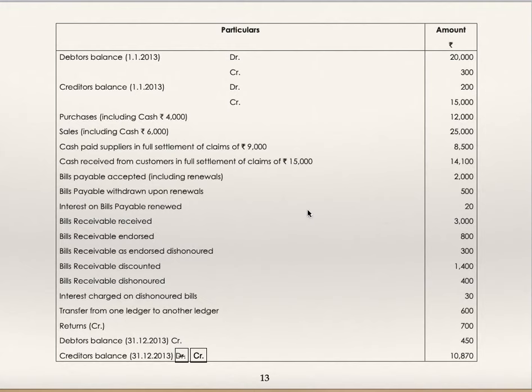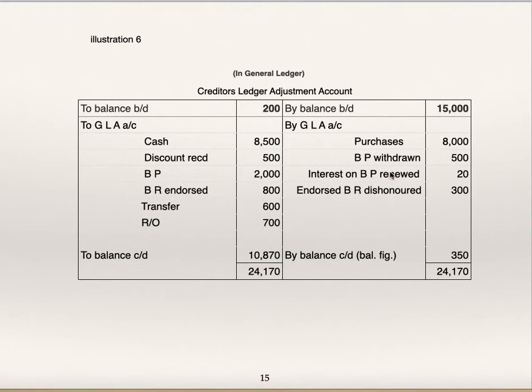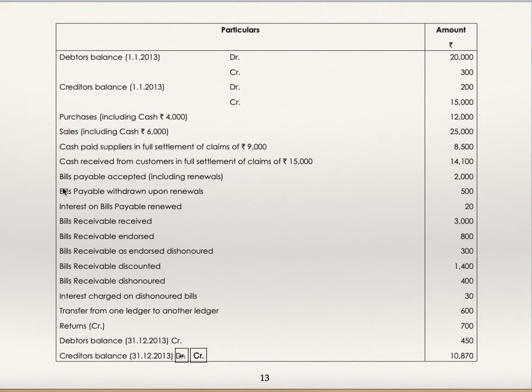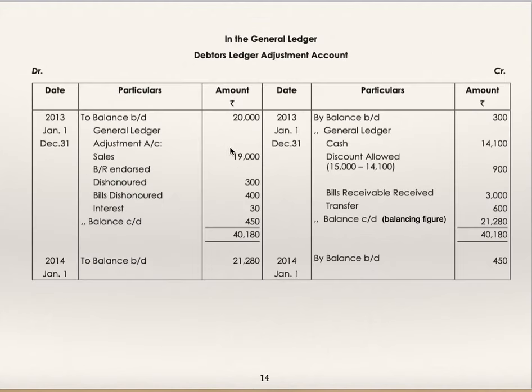Interest on bills payable renewed 20. Now creditors balance will increase, so it is to be credited. Interest on bills payable renewed 20. Bills receivable received 3,000. Bills receivable received, you will find it in the debtors ledger adjustment account. Bills receivable received 3,000.